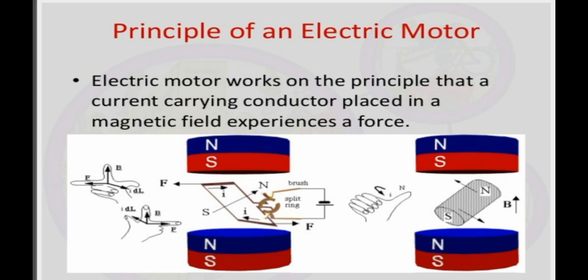So the principle of electric motor is based on the fact that when a current carrying conductor is placed in a magnetic field, it experiences a tug. Tug means the forces working in opposite directions. In this figure you can see a rectangular loop. On both sides of the loop, it experiences a force. One acts in the upward direction, the other acts in the downward direction. Because of these two forces, the rectangular coil rotates, and we can see that electrical energy is getting converted into mechanical energy.